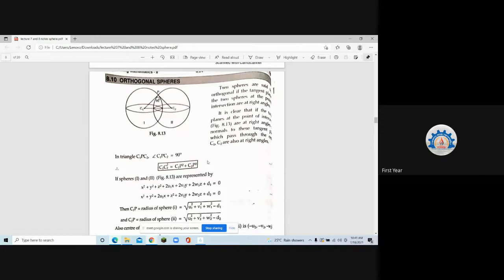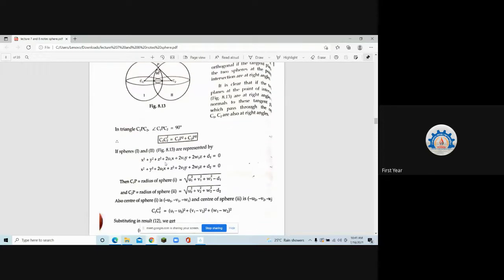Is this clear to everyone? Yes, ma'am. Then you have to simplify, just putting the equations. You will be given both the spheres as this: x square plus y square plus z square plus 2u1x plus 2v1y plus 2w1z plus d1 equal to 0.